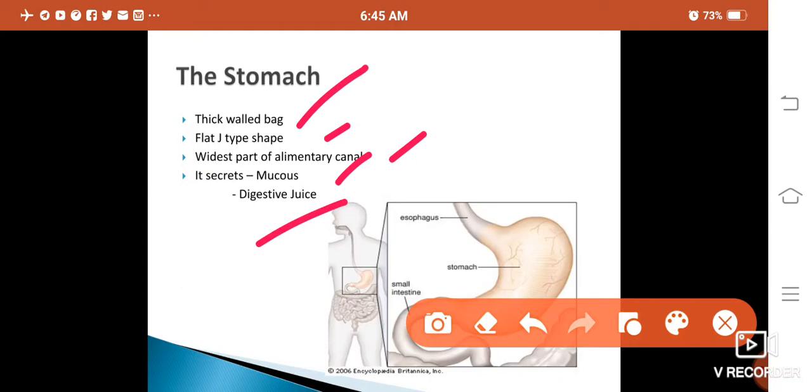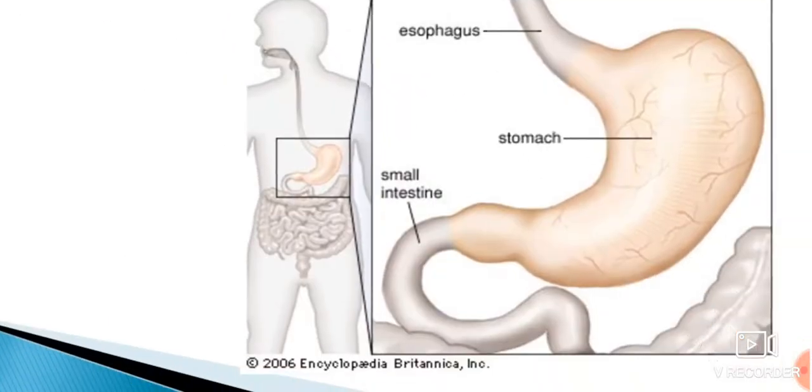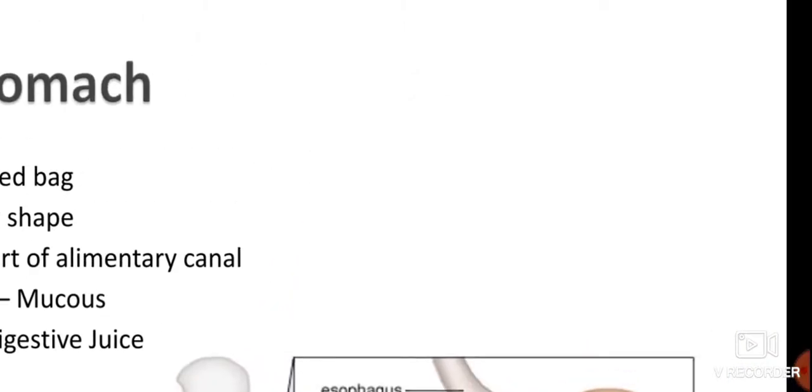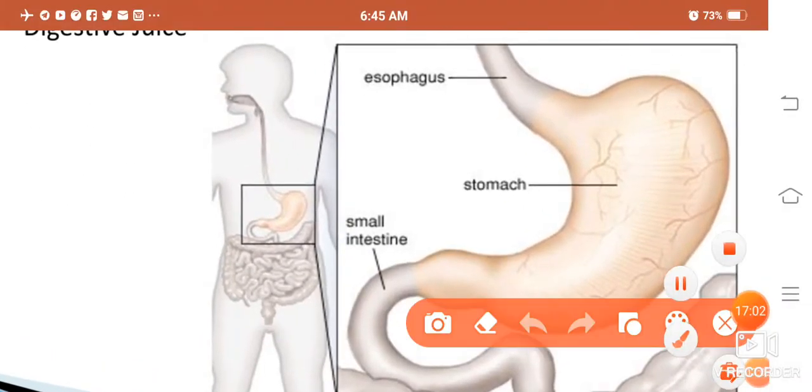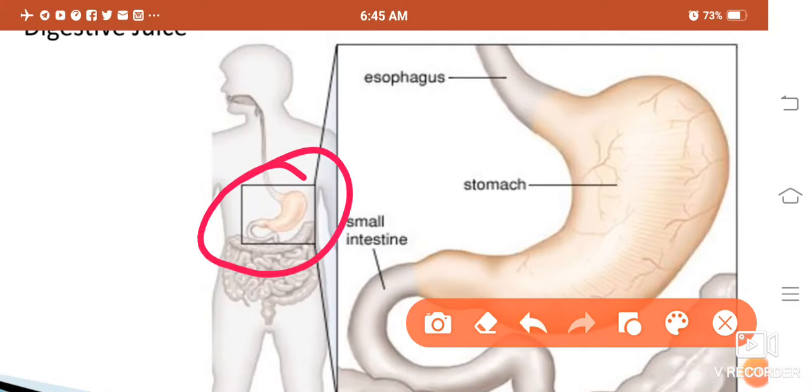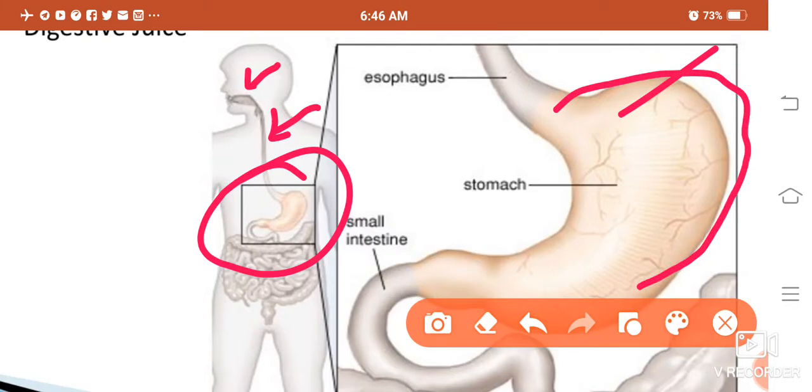You can see it. First you can see the location of the stomach. This is the food pipe, this is the mouth, and this bag-like or J-type structure is the stomach. Okay, you can see its figure.